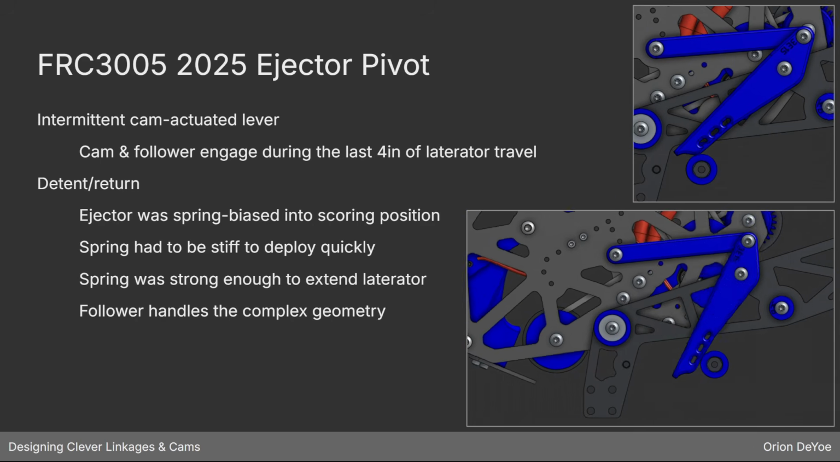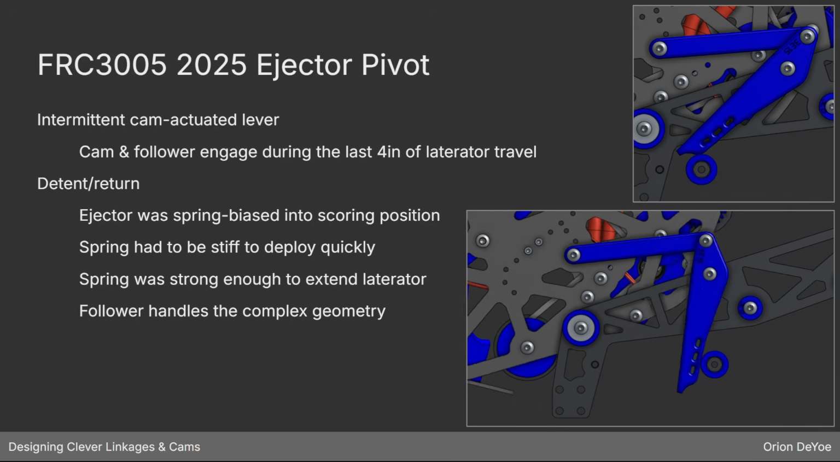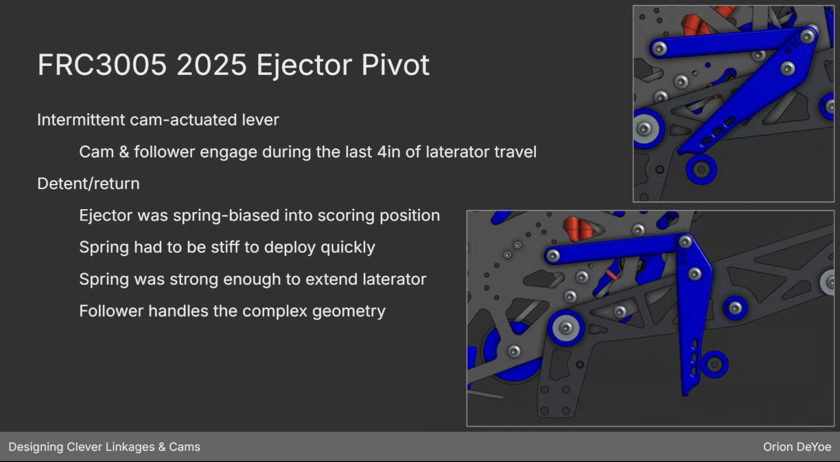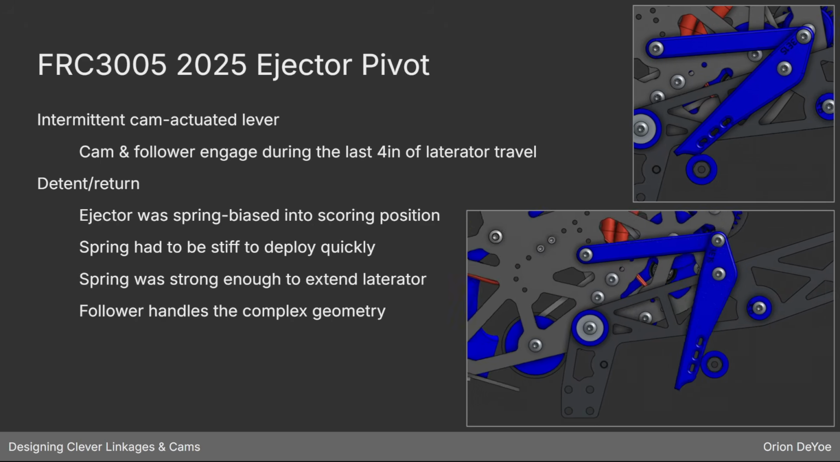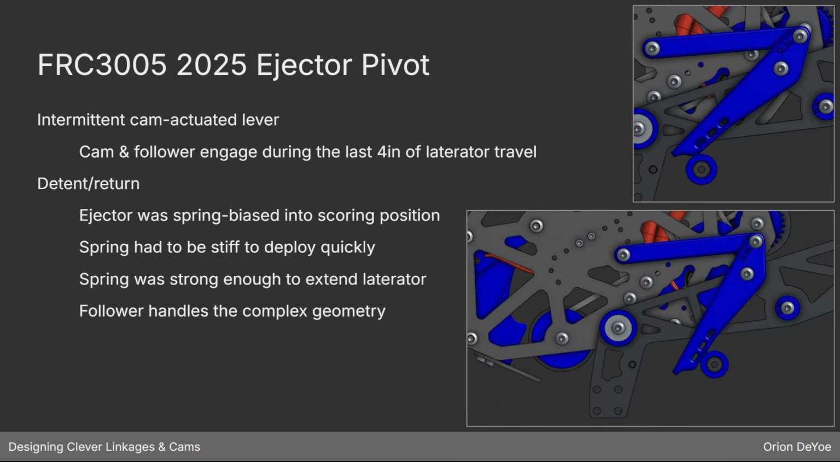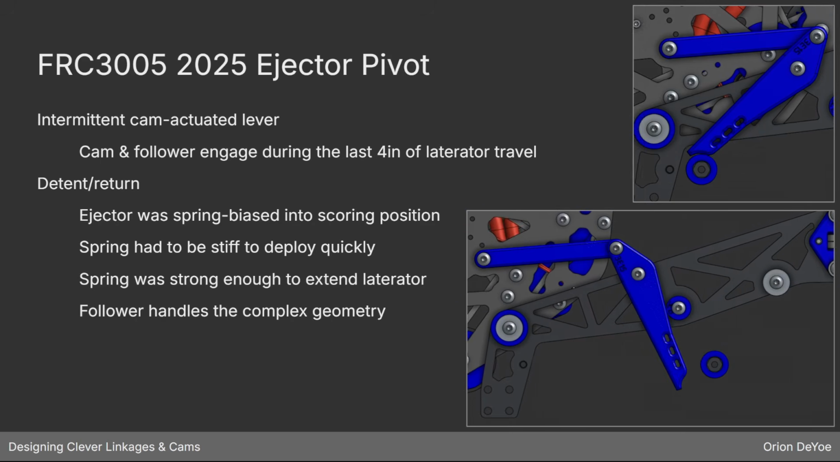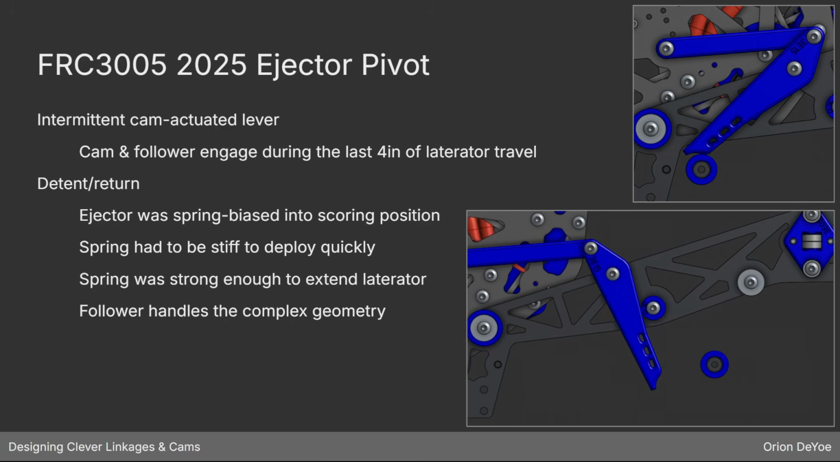And the way that this geometry was going to work, that spring was going to be strong enough to extend the laterator when there was no motor power. Like when the robot was sitting there before the match or whatever, the spring was going to be strong enough to back drive the system because the laterator is very free moving, with a very low gear, very fast gear ratio. It is very easy to move.